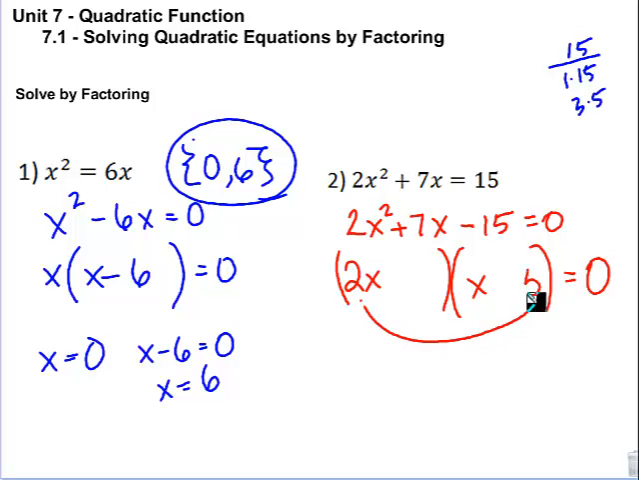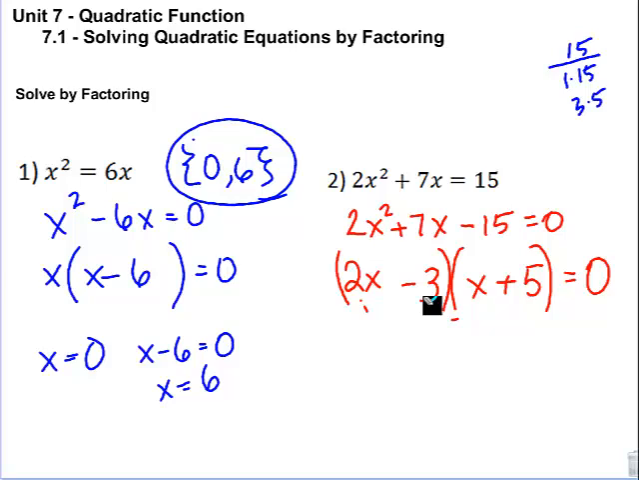Now keep in mind that our outside and our inside have to give us 7x. So it makes the most sense to take the 2 times the 5 and the 3 times the x, because 2 times 5 is 10x, 3 times x is 3x. And then if I take 10x minus 3x, I get my 7x. So then I can fill my signs in accordingly. So there I factored. Now that I've factored, I have 2x minus 3 times x plus 5 is equal to 0. So that means that one of those two values has to be 0.